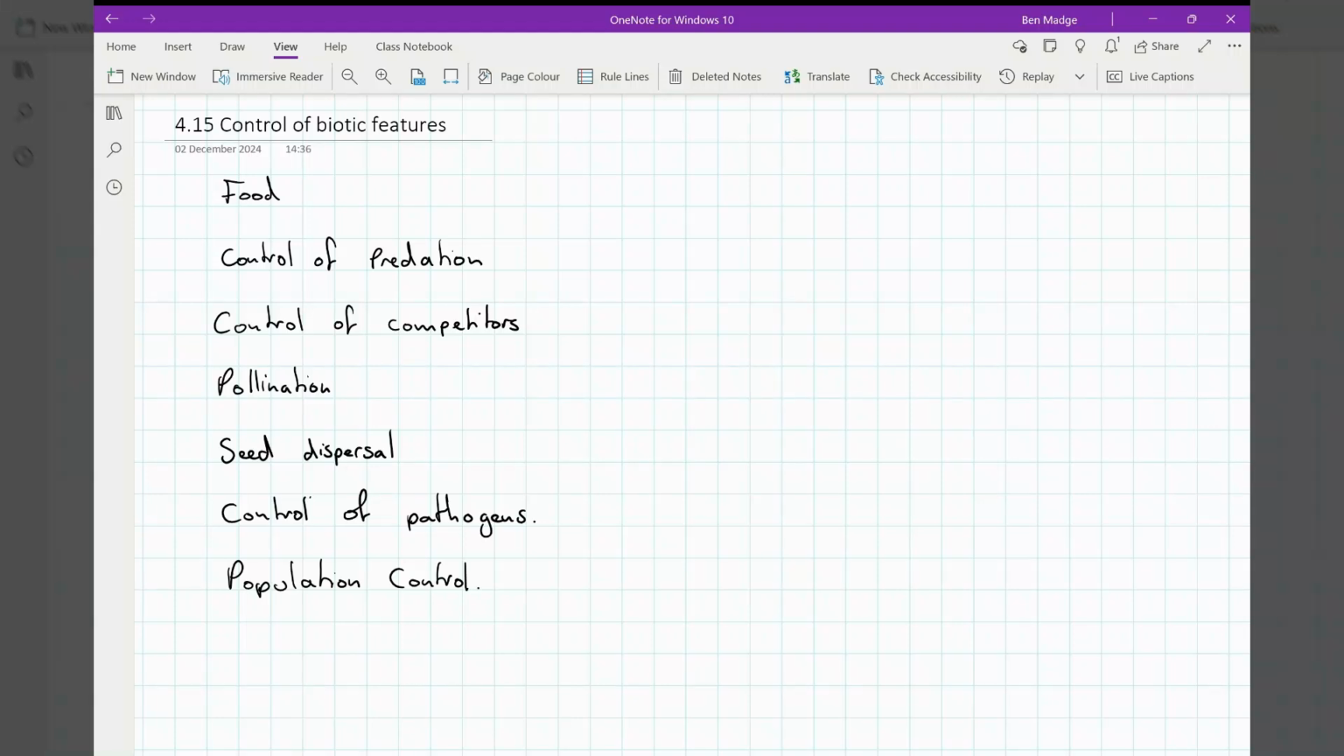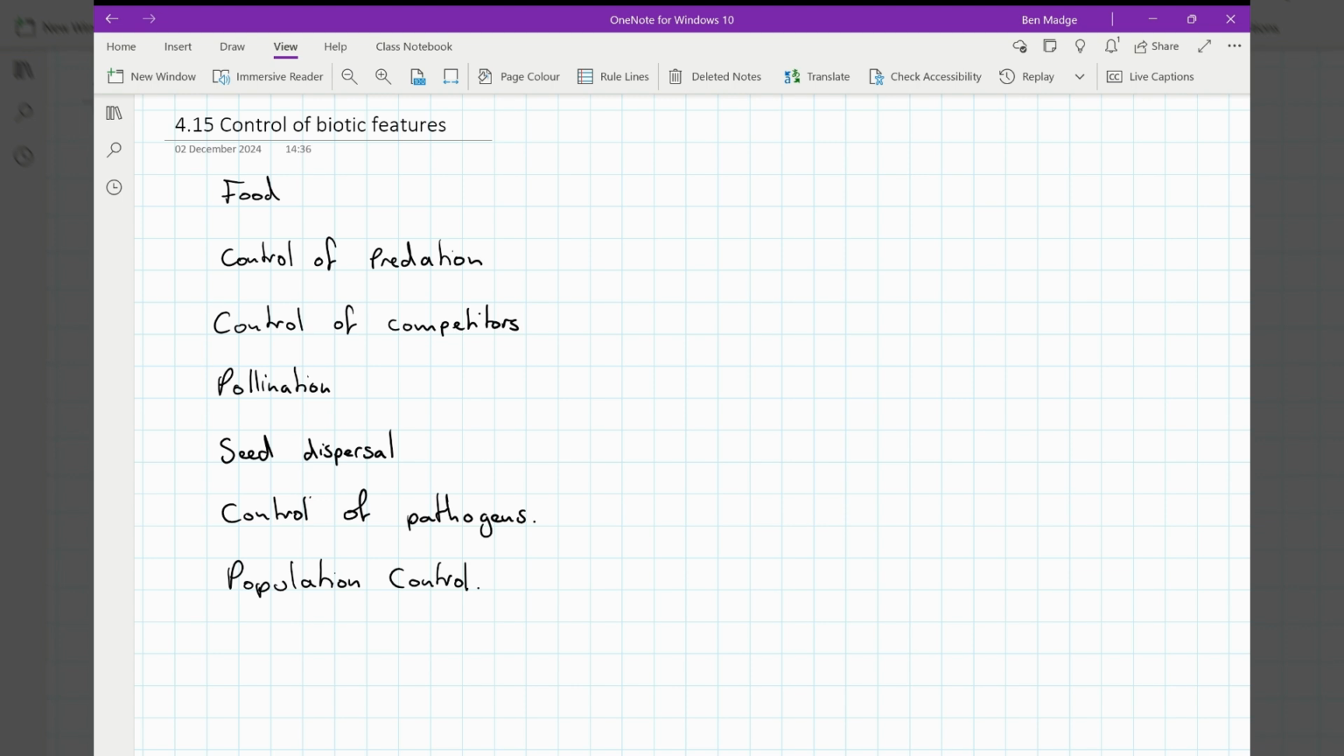Hello, and today we're looking at control of biotic features in a habitat. So any species in a habitat is going to rely on other species, and we call this interdependence. So they might directly rely on another species for food, or it might be slightly less direct. So they rely on a species to control abiotic factors, or provide shelter, or some sort of ecosystem service.